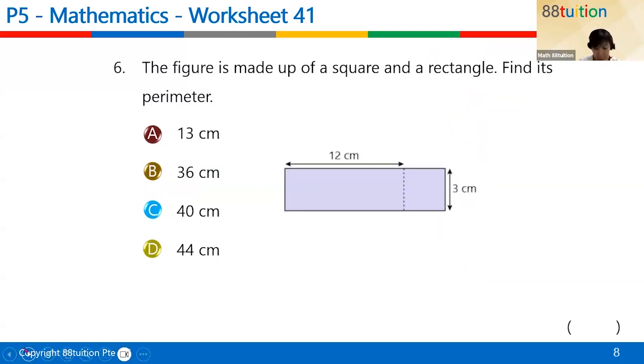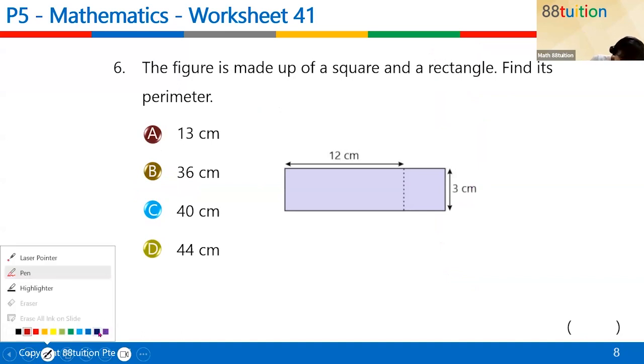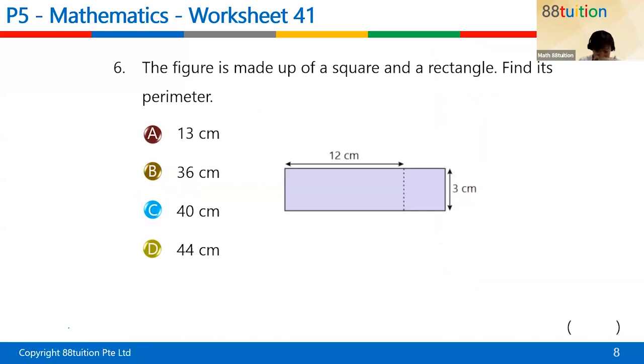Okay, next question. The figure is made up of which one? Square. This is the square. Okay, 4 equal sides. When you have the 4 equal sides, here telling you is rectangle here. So the rectangle is the longer side here. Then after that, find its perimeter. So fill them up, fill all up so that you can identify them.